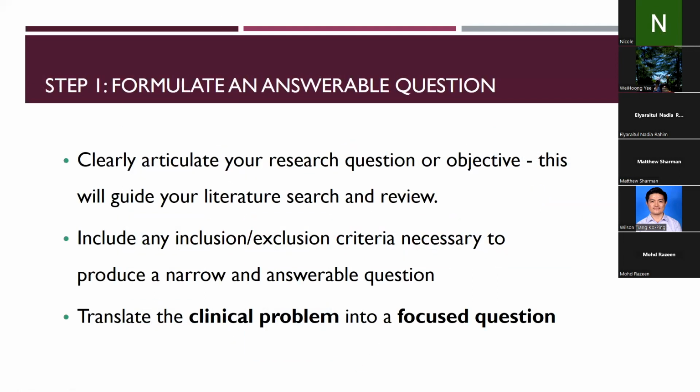So basically, the first step is, of course, you need a question. If there is no question, then it's very hard for you to even conduct a study. So you have to really articulate your research question or objective because this will actually guide your literature search and review. Based on your research question, your search will come nicely. And then you have to make sure you include your inclusion and exclusion criteria and produce a narrow and answerable question.